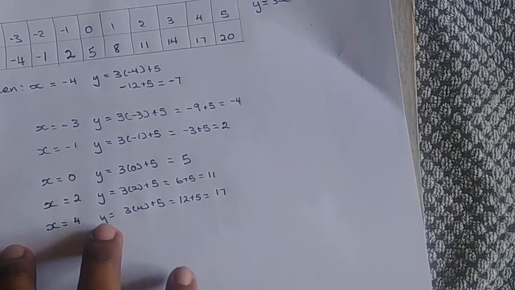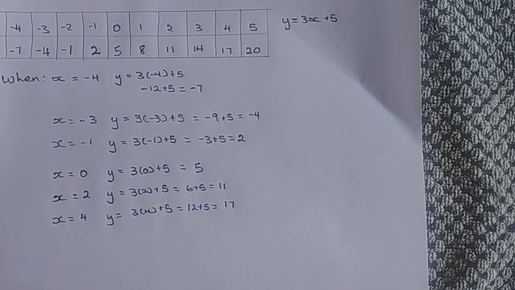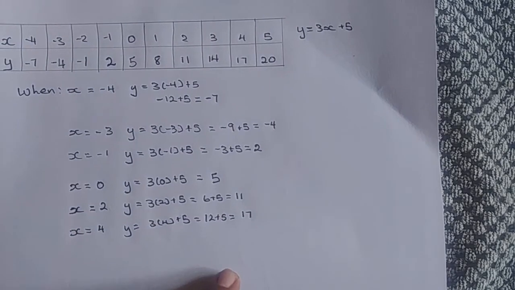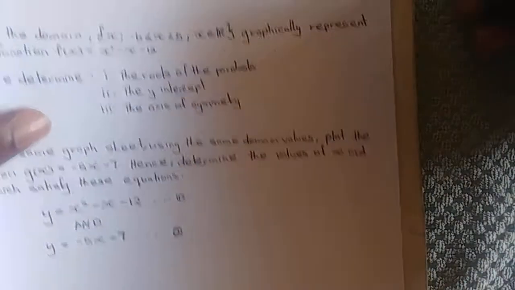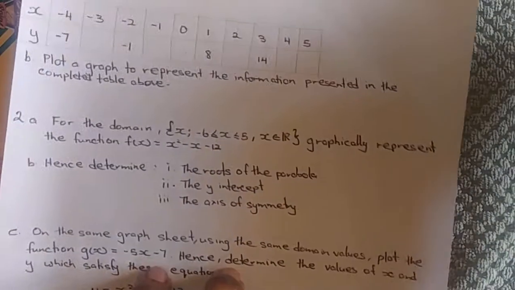Okay, so I went ahead and completed the rest. There is the working. When x is 0, we have 5. When x is 2, y is 11. When x is 4, we have 17. So this is our completed table. Okay, so let's go back to the question. We finished part 1 of question 1. Let's look at part B.